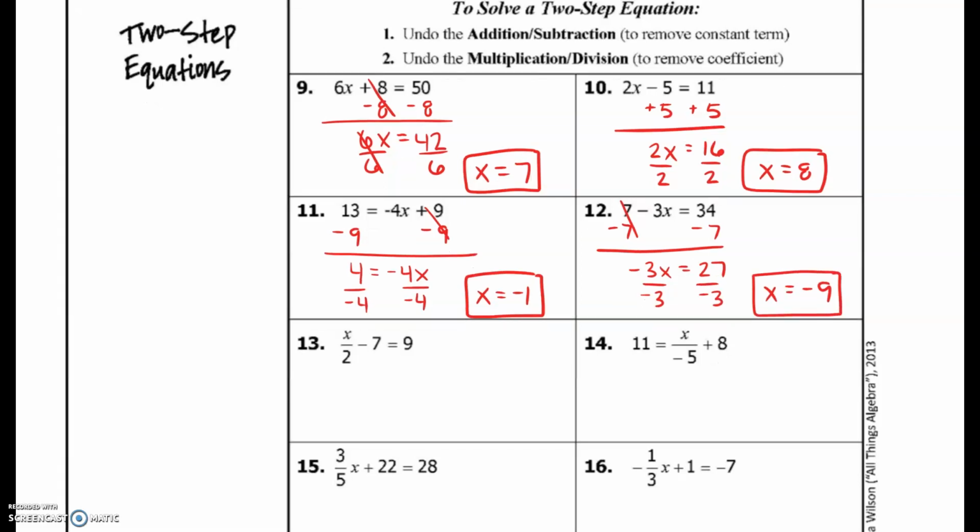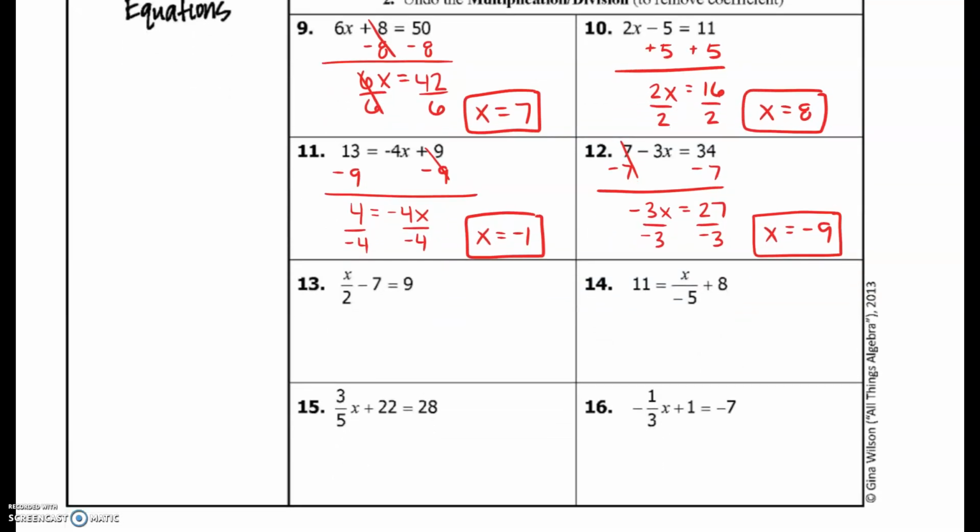For number 13, in order to get rid of minus 7, we will add 7 to each side. 9 plus 7 is 16. Now in this case, we actually have division to get rid of. So in order to get rid of dividing by 2, we will multiply both sides by 2, and in this case the result would be 32.